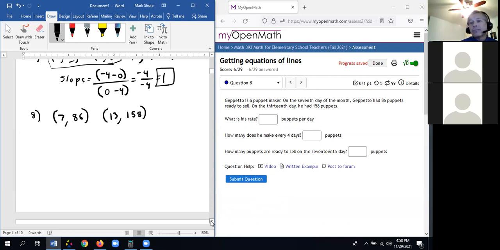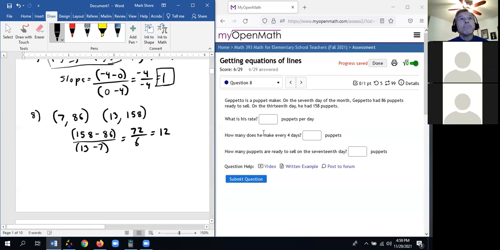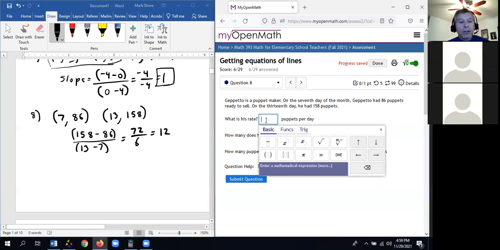So what is his rate? Puppets per day here. So we'll subtract, take 158 puppets minus the 86 and divide that by the 13 days minus the 7. So what we get here, this would be, I think, 72 over on the bottom, I think that's 6. So just doing some subtraction there, divide that, you get 12. So his rate is he's making 12 puppets per day.